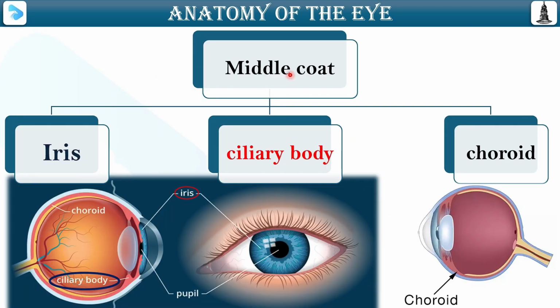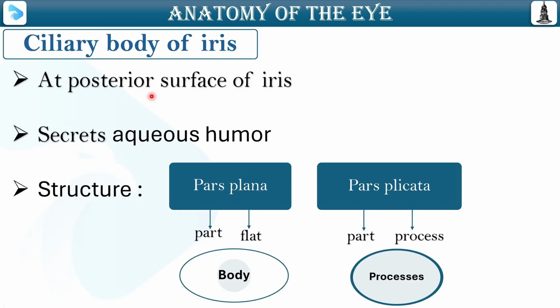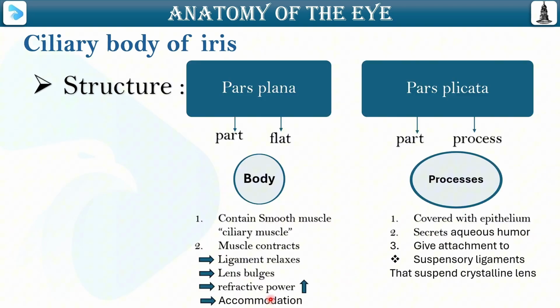Okay, so the middle coat, we finished the iris, the pigmented cells, the muscles and the pupil. Now to the ciliary body. The ciliary body lies at the posterior surface of the iris. It secretes the aqueous humor, and its most important structures are pars plana and pars plicata. We said pars plana means flat, and pars plicata means the processes.